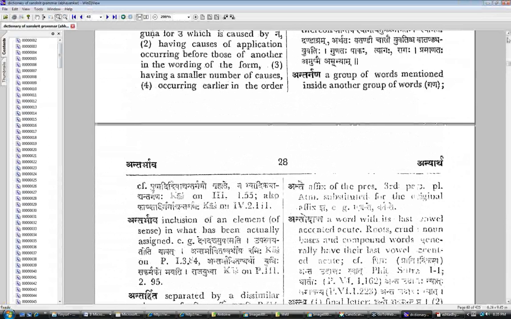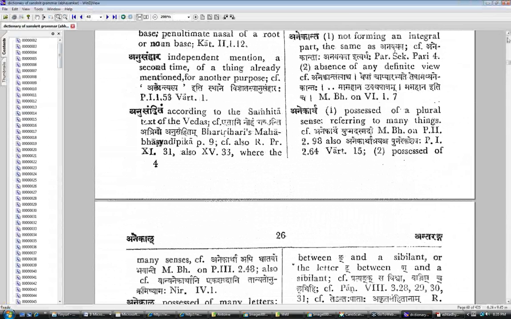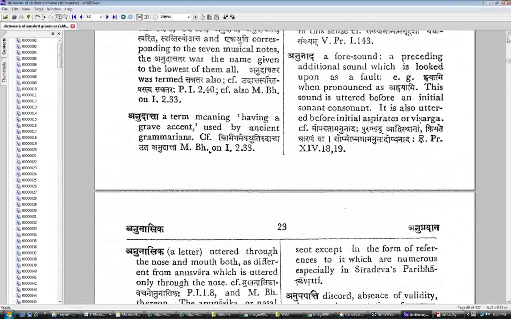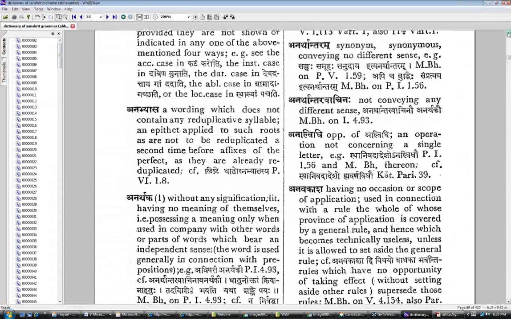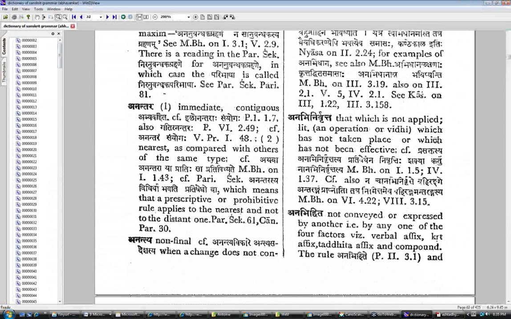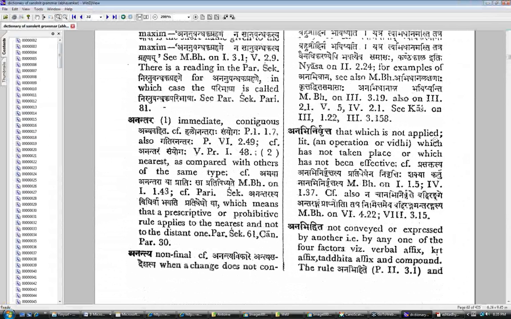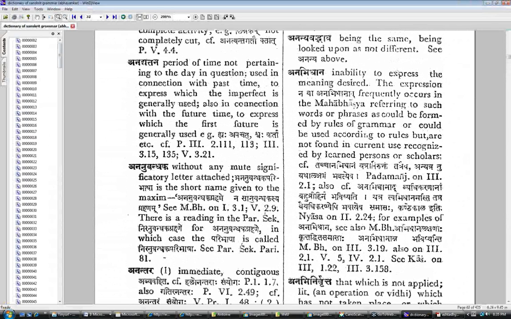Okay, let me see if I can find anabhidhanam for you. Anabhidhanam, okay. These are forms that you will see being used in commentaries. Look at this one: anabhidhana, inability to express the meaning desired. In the Mahabhashyam, it says it refers to such words or phrases as could be formed by rules of grammar or could be used according to the rules, but are not found in current use, recognized by the learned scholars. So sometimes you will find a form and say, why can't we use that? Panini says you can use it. We say anabhidhana, because the scholars have not used it, for whatever reason it might be.